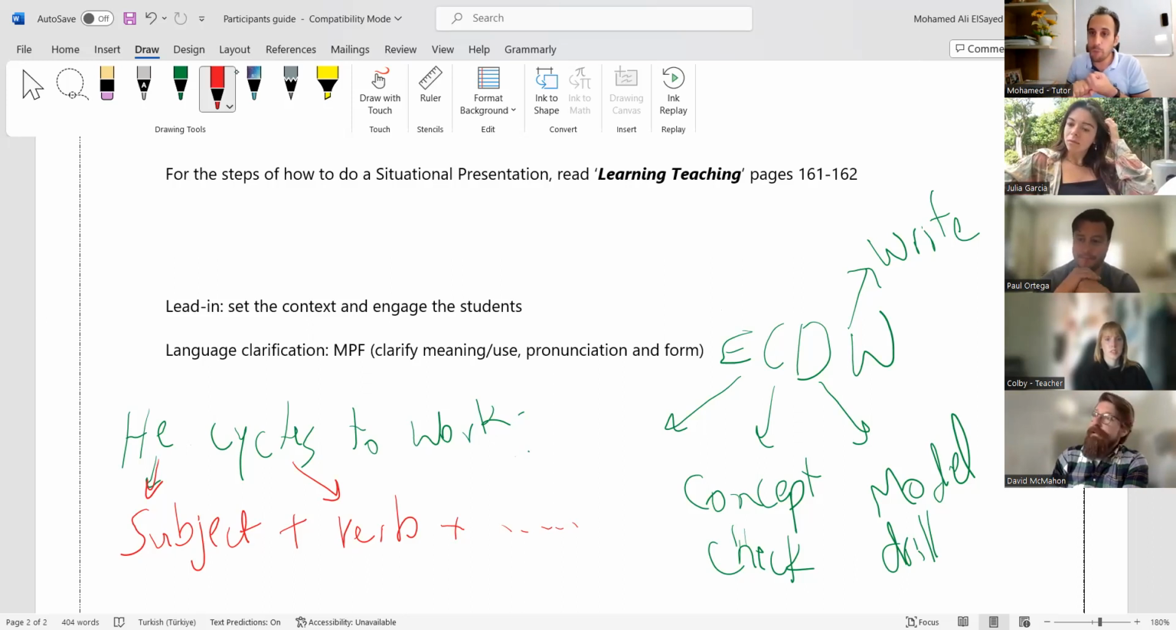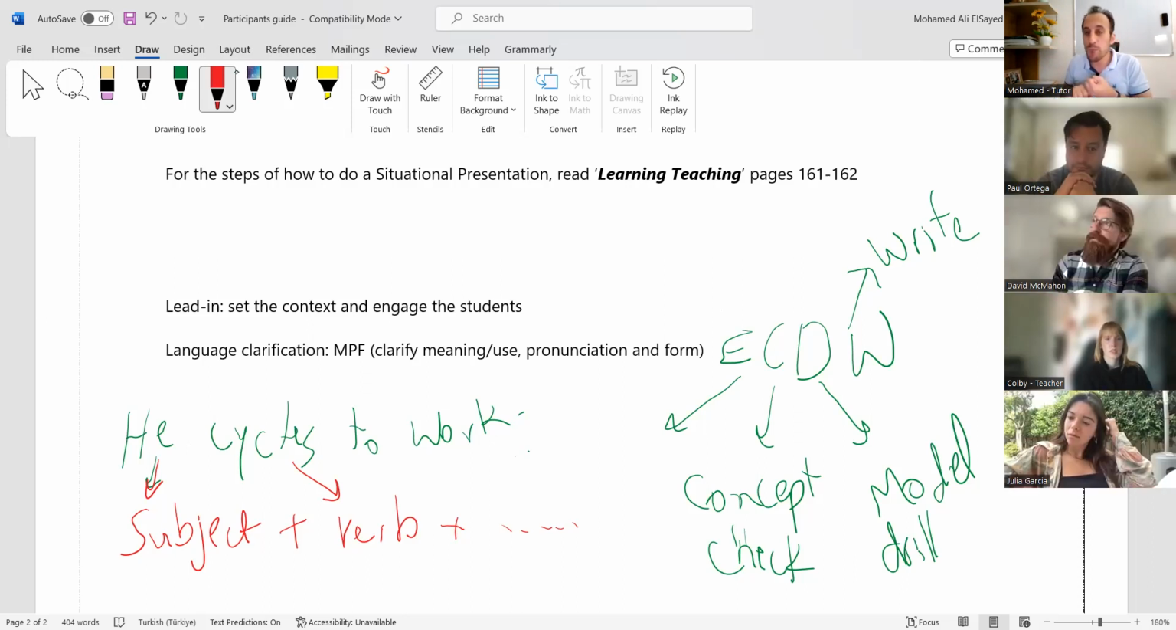Then the presentation stage or the language clarification, what are the three aspects we need to clarify? Meaning, pronunciation, and form. So do we clarify meaning first or pronunciation first? What makes more sense? Meaning first. Meaning and use first, because I don't care about pronouncing something I don't know its meaning. I need to know what it means first. Remember that. Meaning comes first.